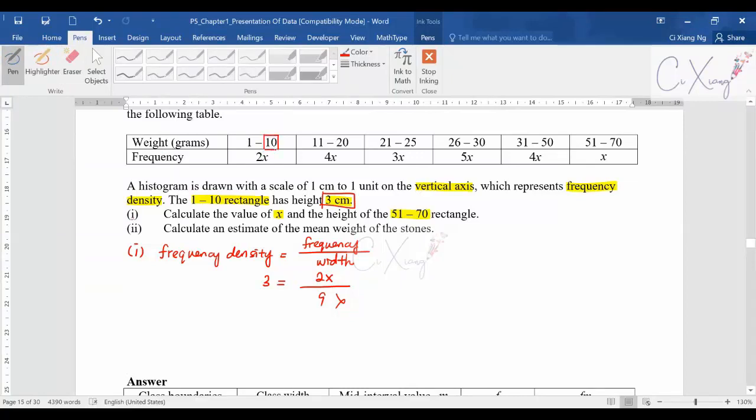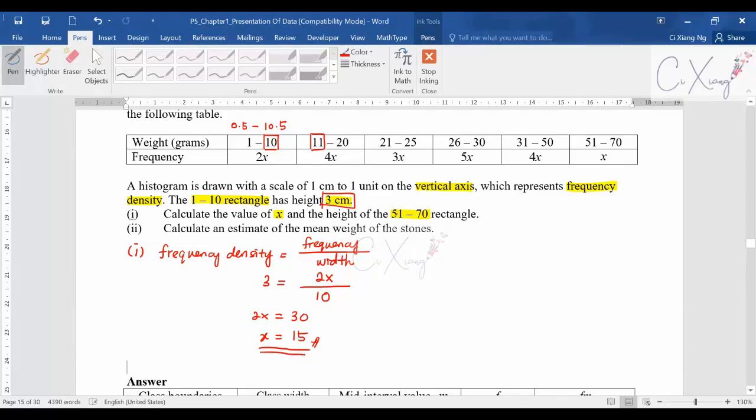The width, you have to check whether you have class boundary or not. So this one is 10, this one is 11, right? Therefore, to get the width, you have to adjust the class into class boundary. So you should have 0.5 and 10.5. To get the width, it should be 10.5 minus 0.5, and the correct width should be 10. Okay, so from here, if you continue with your calculation, 2x is equal to 30, and therefore your x will be equal to 15. So this is the value of x.